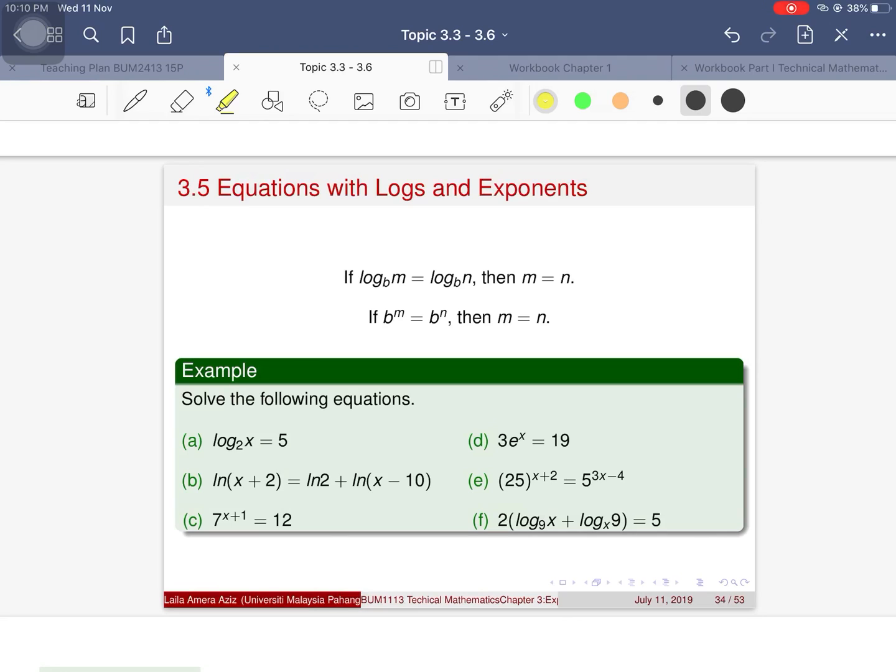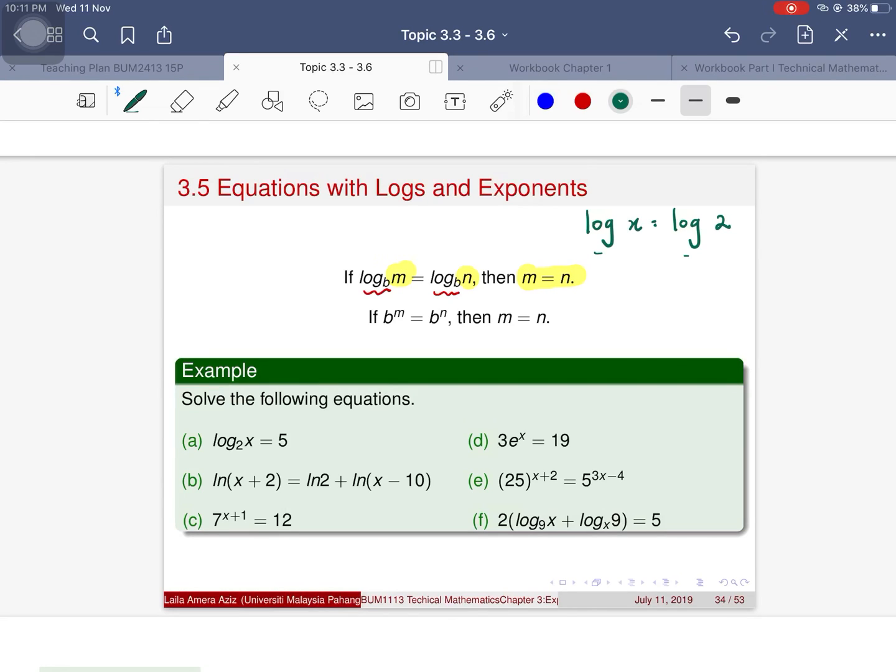If you have log base b of m equal to log base b of n, you'll notice they are exactly the same. This is log base b, and this is log base b as well. So the only difference is the function that goes after the base. If this is equal, then it must be the case that m is equal to n. For example, let's say log base 10 of x is going to equal log base 10 of 2.